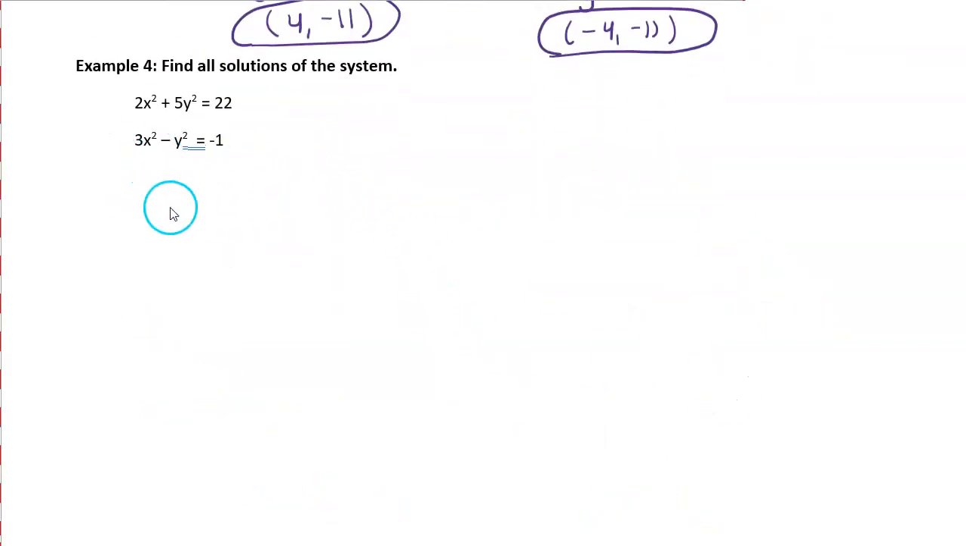Okay, so for example 4, I would like for you to try this on your own, see if you can get the solution. I'll give you a hint there. There are 4 solutions to this one. All right, so see if you can get those. Pause the video and I'll see you in a minute.